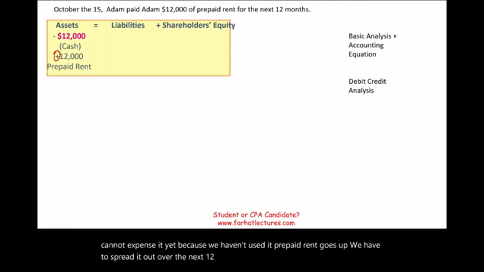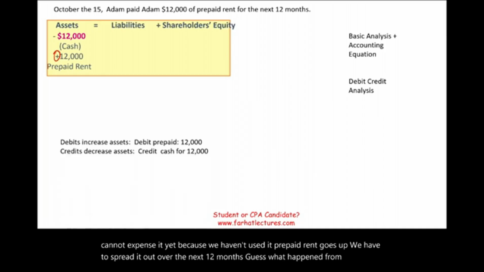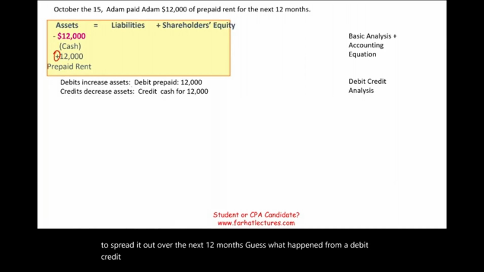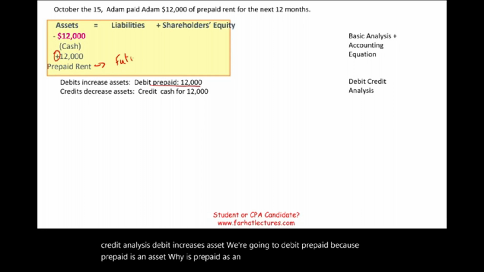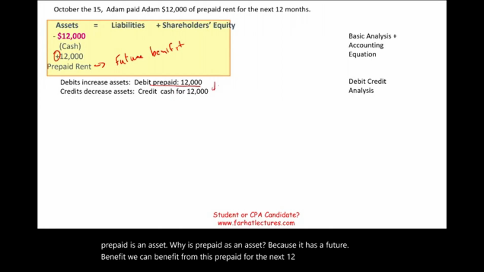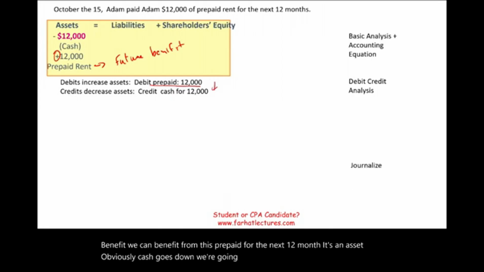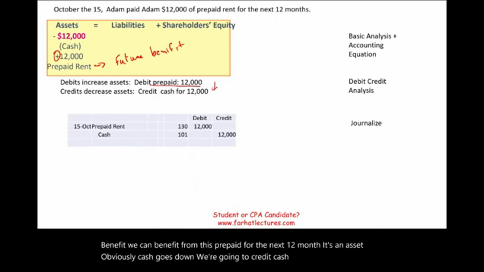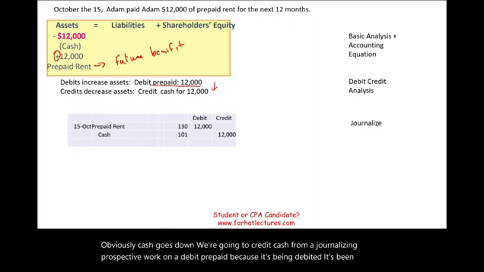From a debit credit analysis, debit increases asset. We're going to debit prepaid because prepaid is an asset. Why is prepaid an asset? Because it has a future benefit. We can benefit from this prepaid for the next 12 months. It's an asset. Obviously, cash goes down. We're going to credit cash. From a journalizing perspective, we're going to debit prepaid because it's being increased. And we're going to credit cash.